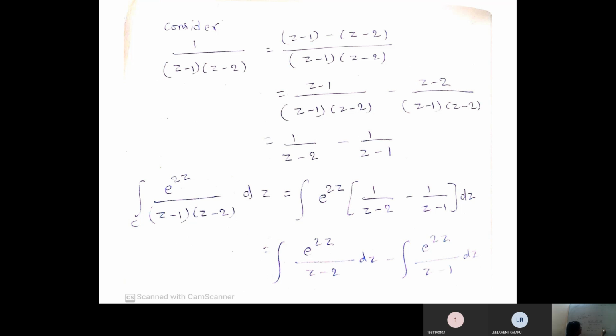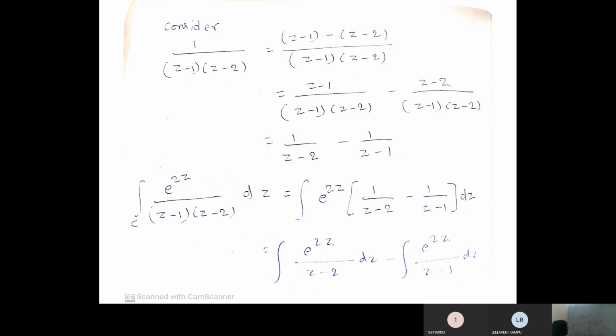Separating the factors, z minus 2 by z minus 1 into z minus 2. Separation of fractions means you have to separate the numerator only, not the denominator. You should write the total denominator for every term. Now z minus 1 cancels out, z minus 2 cancels out. 1 by z minus 2 minus 1 by z minus 1.